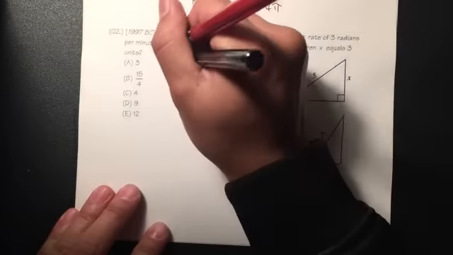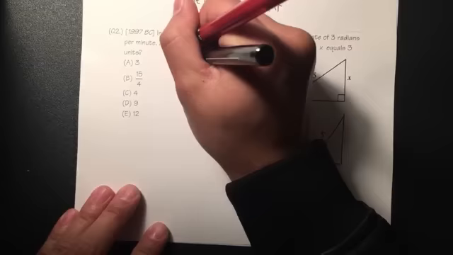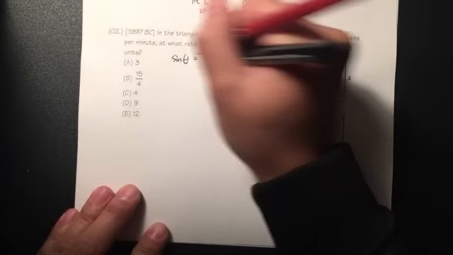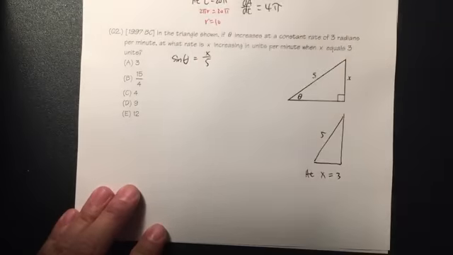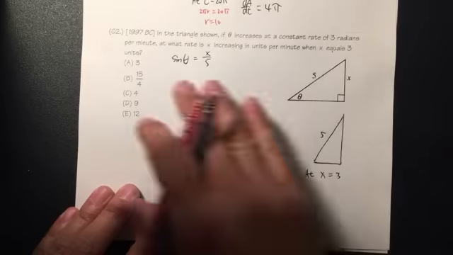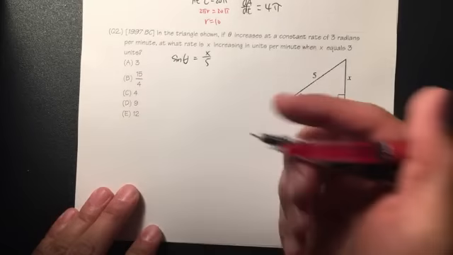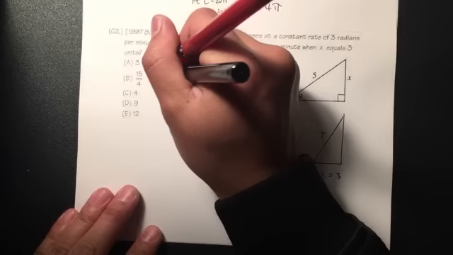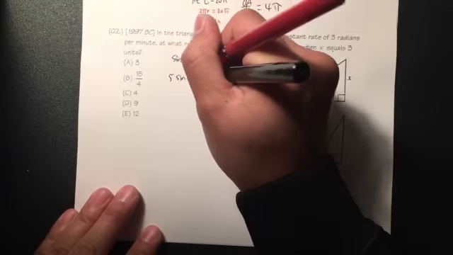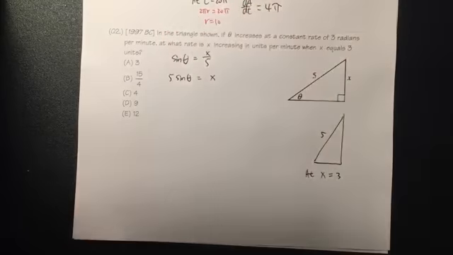Cool. So I will just write this down. We will have sine theta, and this is equal to x over 5. And before you do any differentiation, you can multiply by 5 on both sides, because that way you don't have to deal with any fractions. So 5 times sine theta equals x, right?